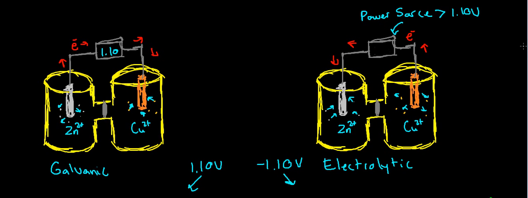In order for this electrolytic cell to occur, energy needs to be added, or the electrons need to be pushed in the opposite direction, which requires energy. This is a spontaneous process.